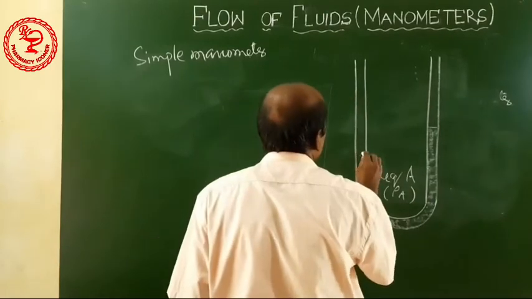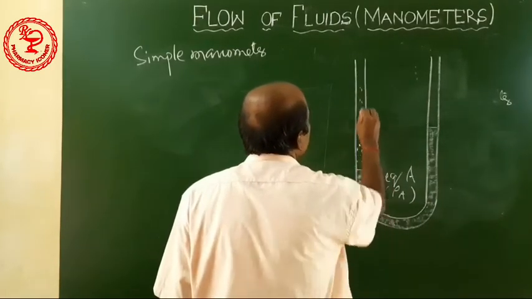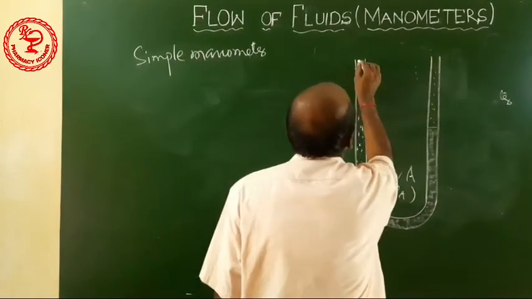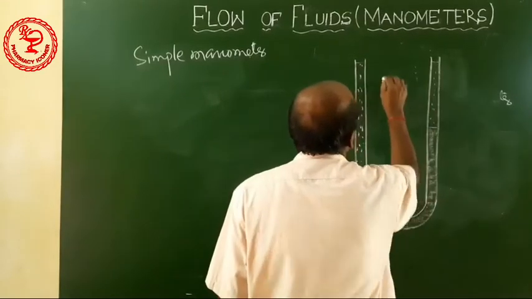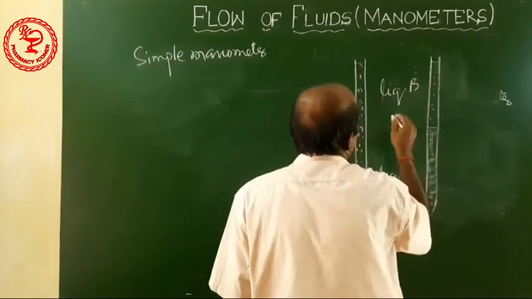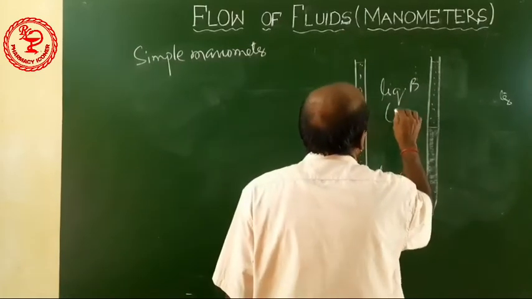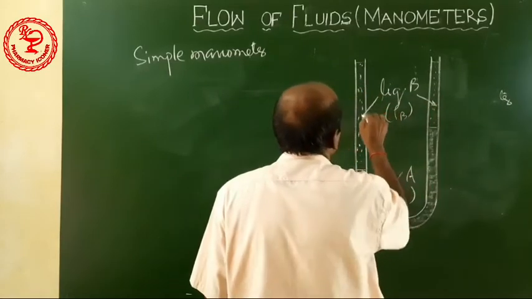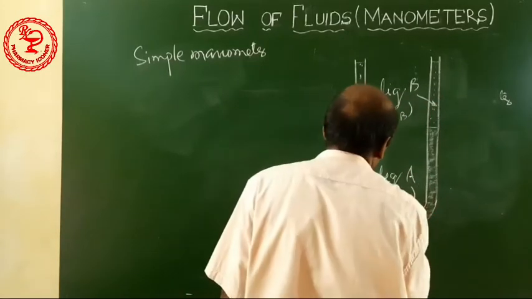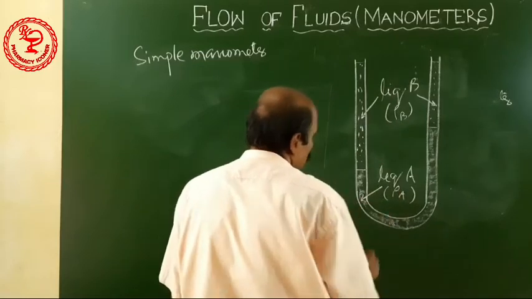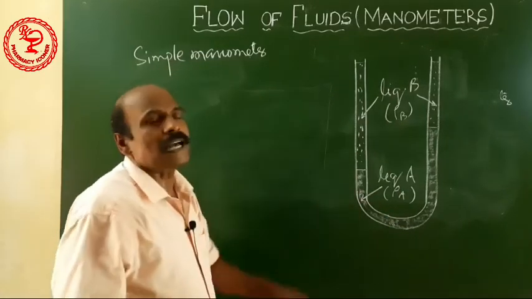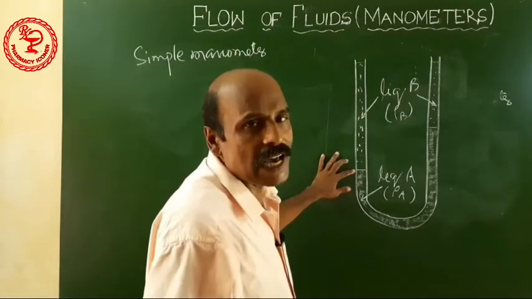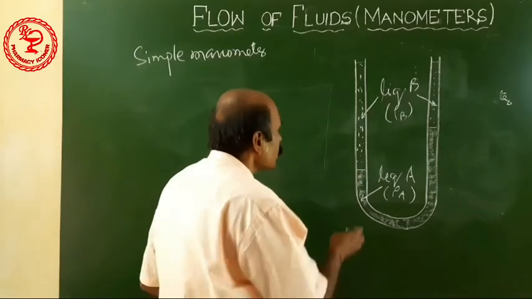Above it is filled with liquid B. Its density is rho B. These two liquids are immiscible liquids, and their interface is clearly visible. Otherwise, it is not possible.